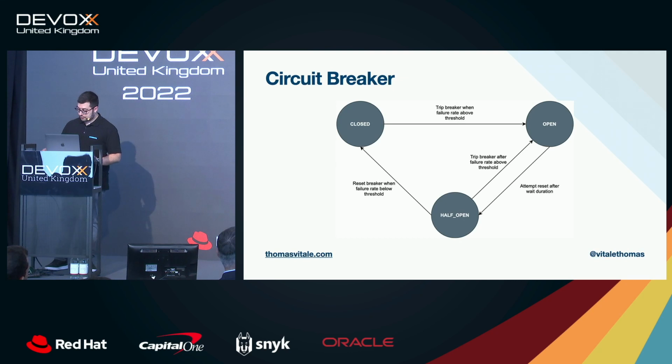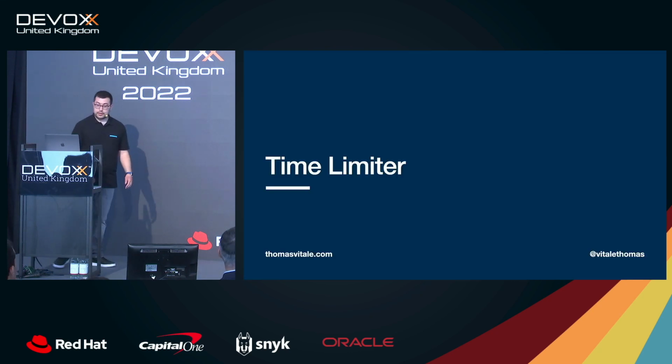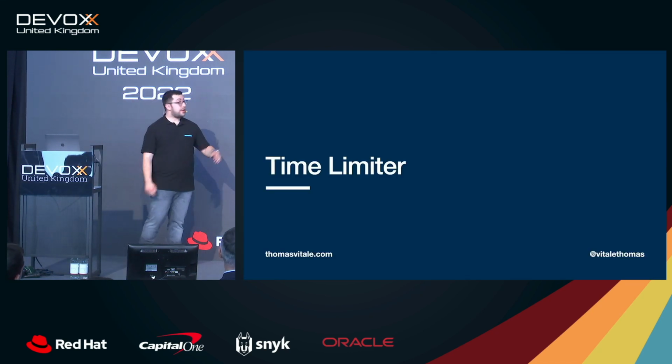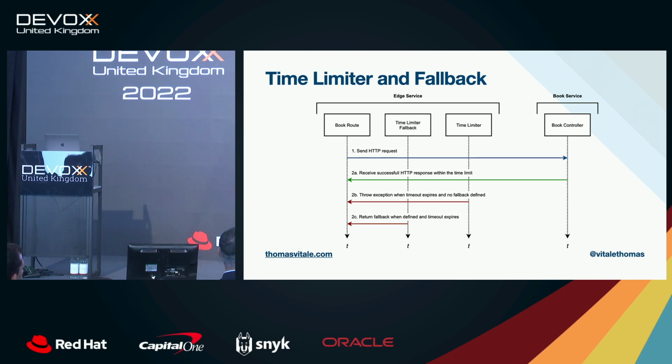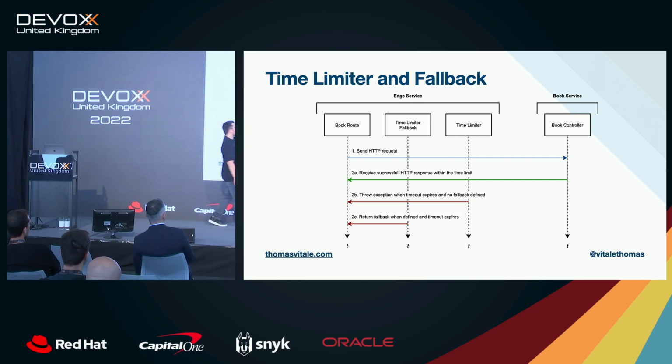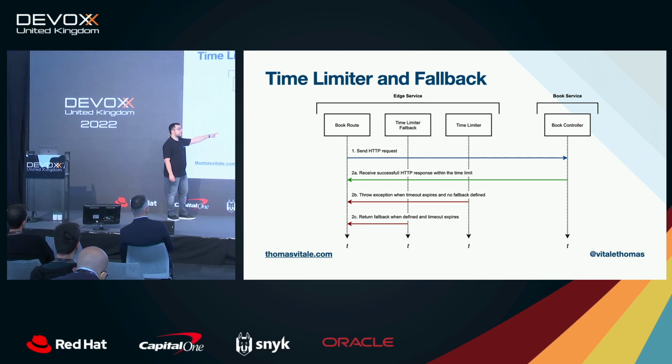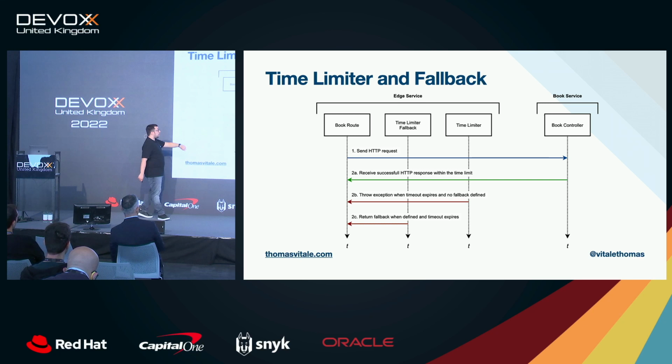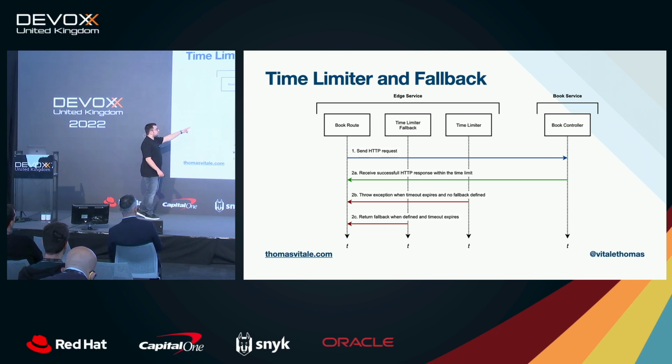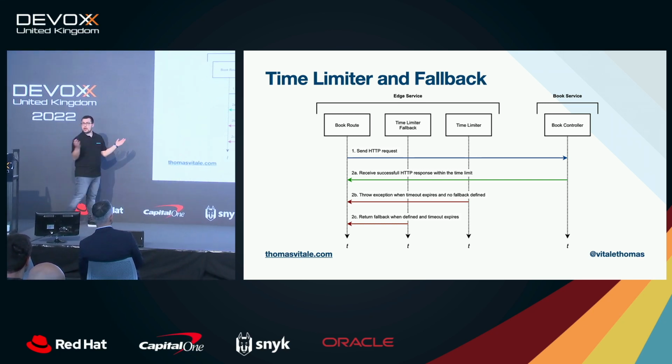Moving on. That was the circuit breaker. We also used a time limiter with that. So we had a time limiter for each request in order to know if we had to use the fallback in the circuit breaker, or maybe if it was successful within the time limit, then everything is good.